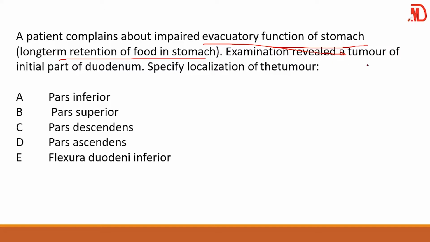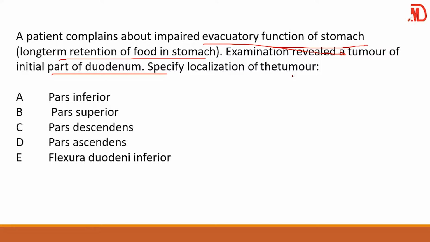Now, examination revealed a tumor of the initial part of the duodenum. So specify the location of the tumor. Guys, this one, we have talked about some of the parts of the duodenum, but basically, we have 4 parts. So one, we have the superior part.